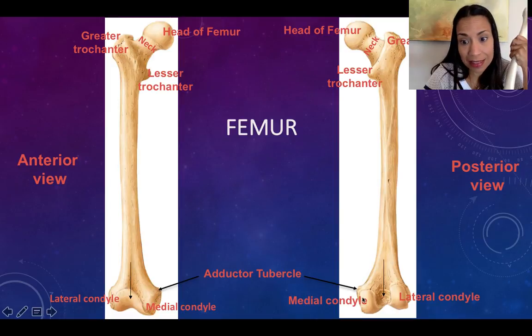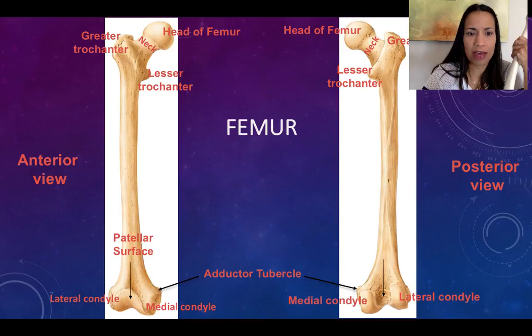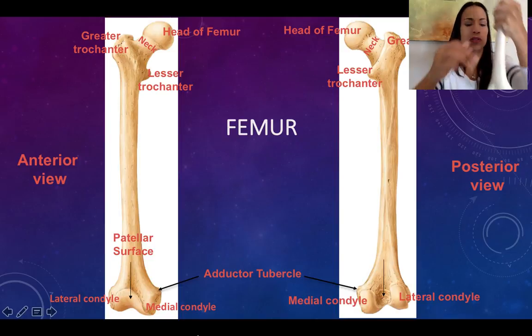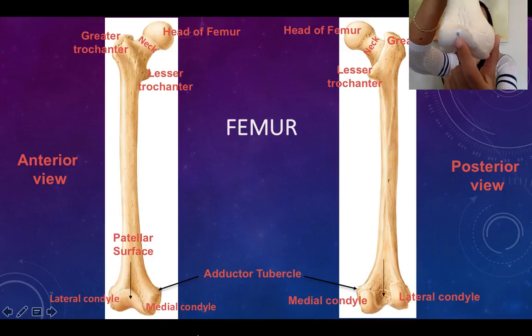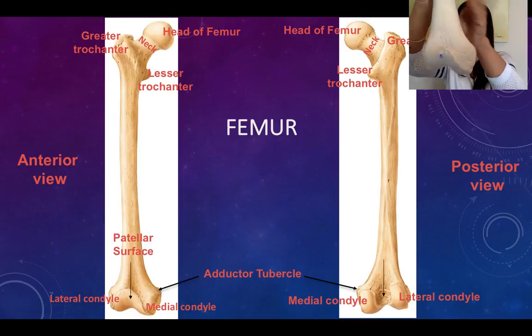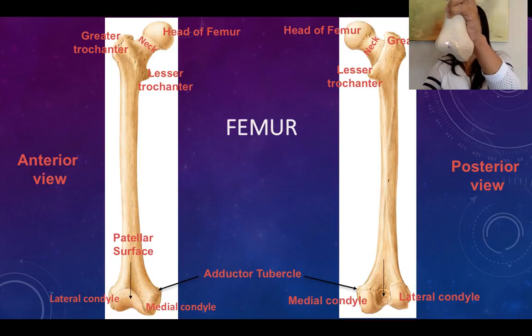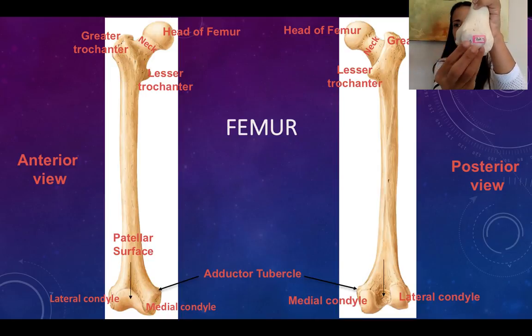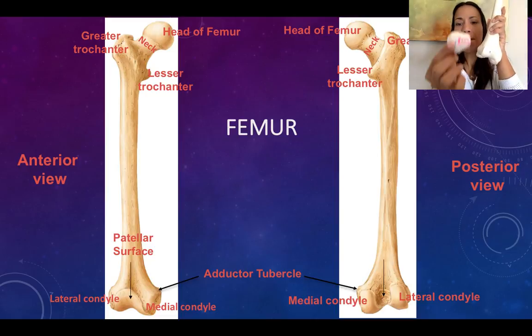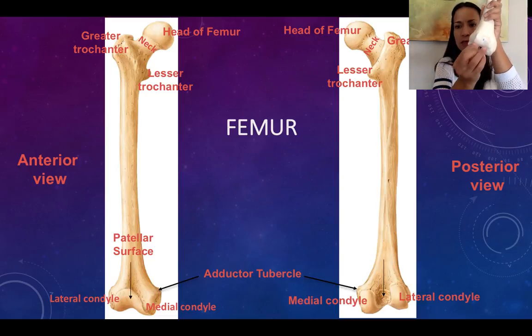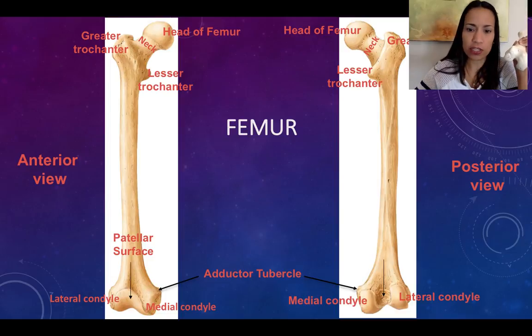We have this little tip in here. That's the adductor tubercle. We are going to use it to describe the adductor muscles. What else do we have in here? Anteriorly, look, this smooth surface in here. This is the patellar surface that serves as an articulating surface to receive the patella, which is your kneecap, to form the femoropatellar articulation.